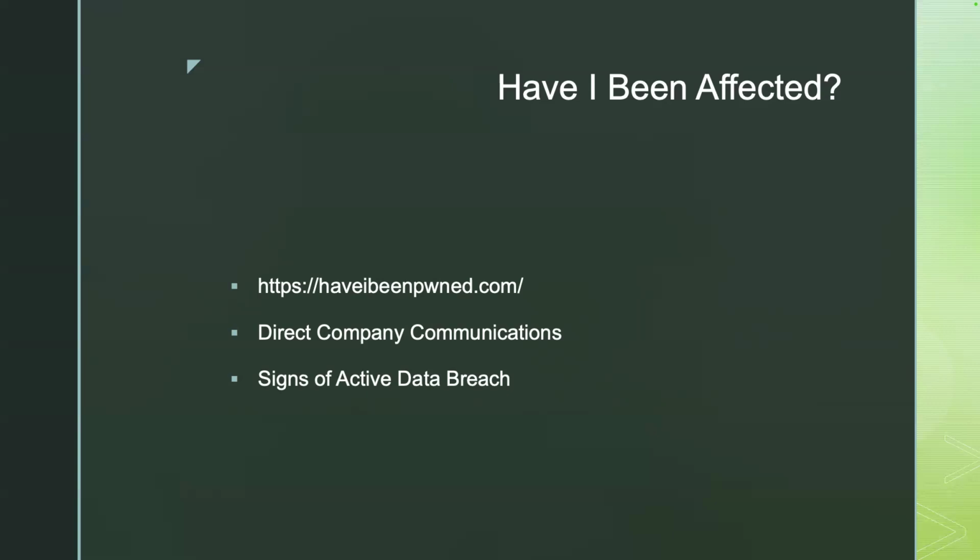You can also contact any company directly to inquire about past data breaches and your data, as well as a quick Google search should come up with press releases from prior data breaches as well.